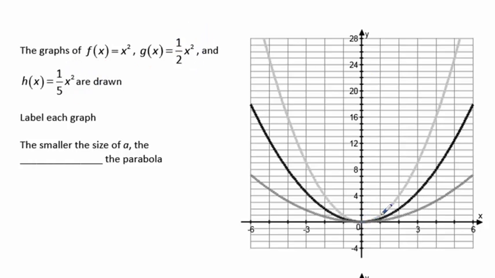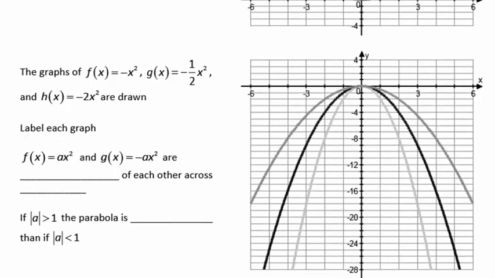X squared is going to have 1, 1, 2, 4, 3, 9, and 4, 16. So this one must be f of x. G of x is going to have y values that are 1/2 of those of f of x. So if g of x has 4, 16, half of that is 8. This one must be g of x. And h of x has values 1/5 those of x squared. So if I have 25, if I divide that by 5, it gives me 5. So this one must be h of x. Okay, so f of x, 1/2 and 1/5. So the smaller the size of a, the wider the parabola looks.